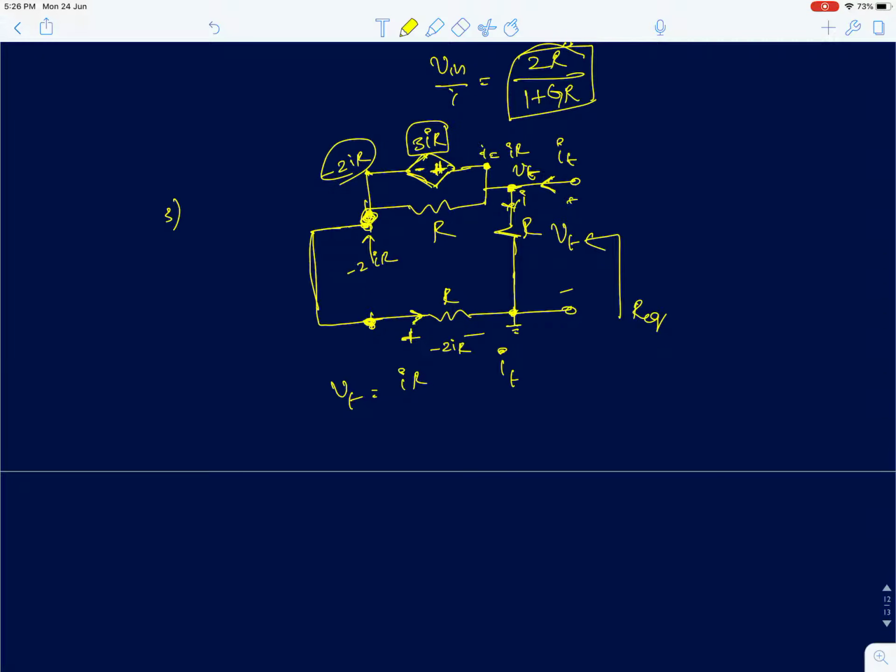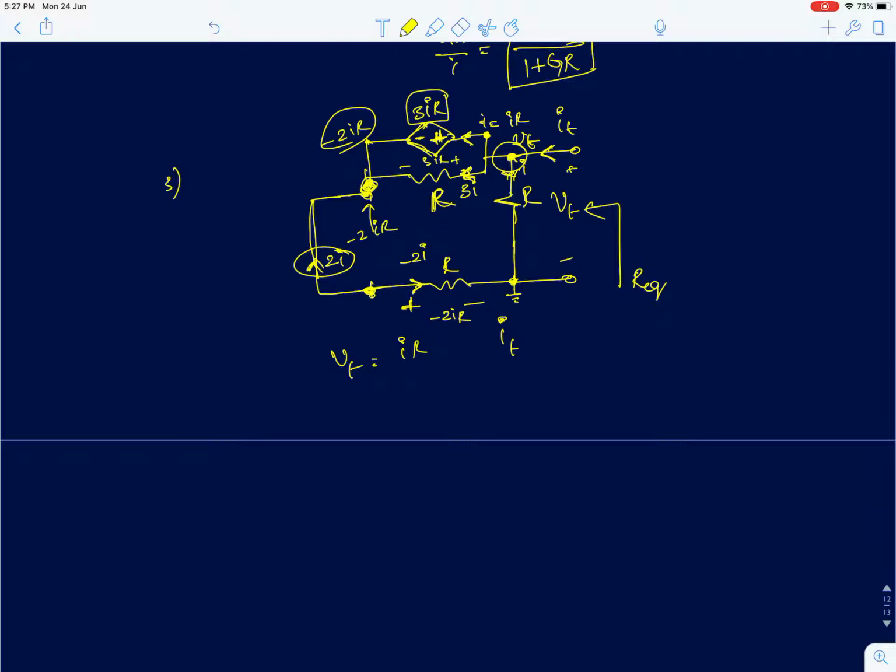So you have a current of value minus 2I flowing in this direction, or I can reverse the direction and say a current 2I flowing in the upward direction. Now if you look at this resistance, you have a voltage of 3 IR across this, so you have a current of 3I flowing in this direction. Now I need to find the current flowing in the dependent source. Then I'll apply KCL at the input node. So my goal is to find the current flowing through the dependent source.